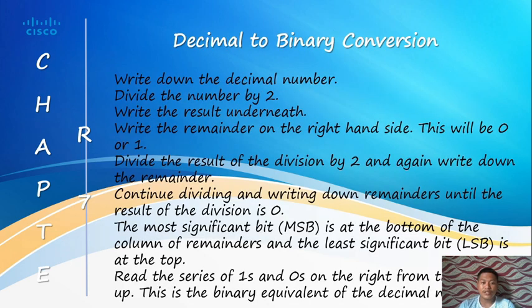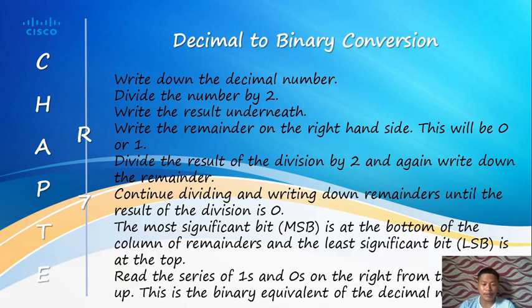Decimal to binary conversion. Write down the decimal number. Divide the number by 2. Write the result underneath. Write the remainder on the right-hand side, which will be 0 or 1. Divide the result of the division by 2 and again write down the remainder. Continue dividing and writing down remainders until the result of the division is 0.